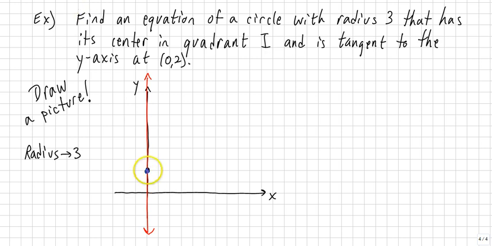So the circle contains this point. Well, the circle has to have its center in quadrant 1. So that means my circle has to look something like this. Well, it'd be nice if we knew where its center was. Well, we do know where its center is because its radius is 3. So I can just go 1, 2, 3, and there's its center. So right there's the center. So its center is (3, 2).